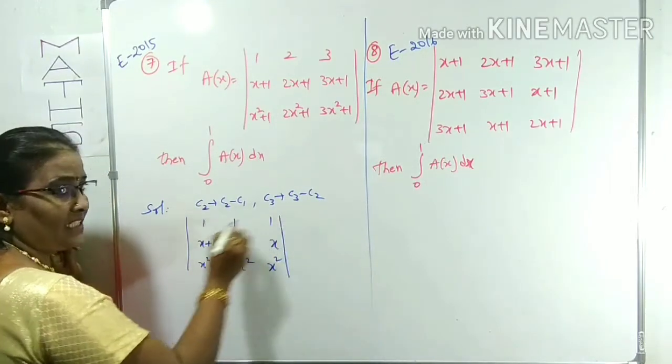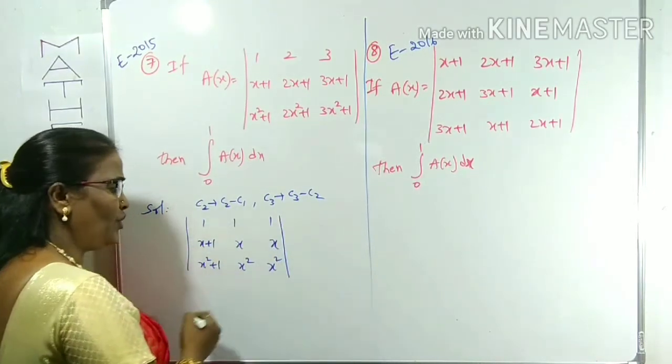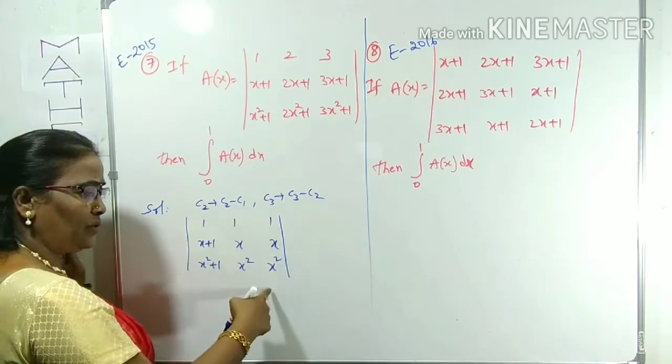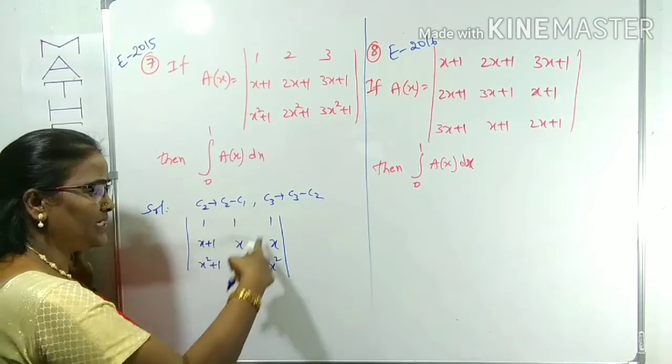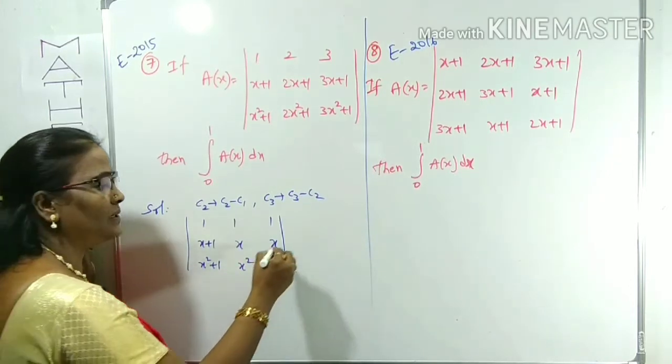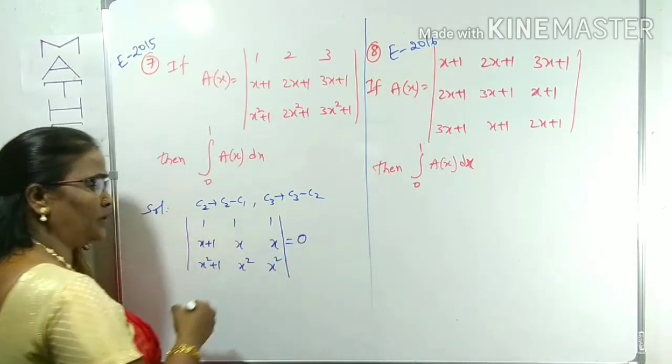So by using these elementary transformations, what did you get? We can observe that column 2 and column 3 are both similar, the same. That means we can immediately take the determinant as 0.